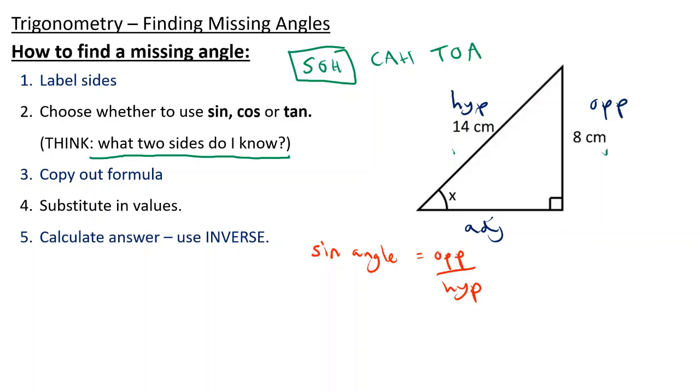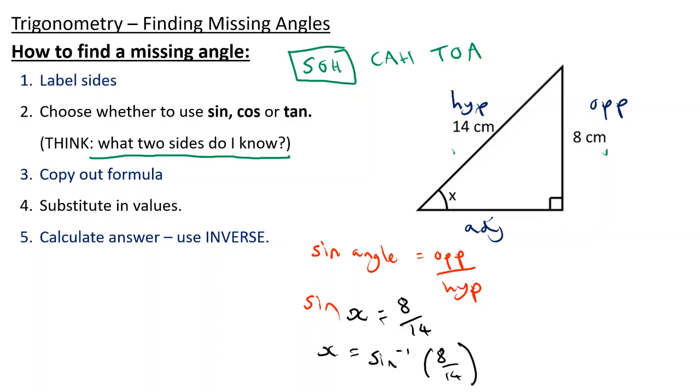After that, we substitute in our values from the question. So it becomes sin of x equals, and then my opposite is 8, and my hypotenuse is 14. And so at this stage, we need to do the inverse of sin. The inverse of sin is sin -1, 8 over 14.